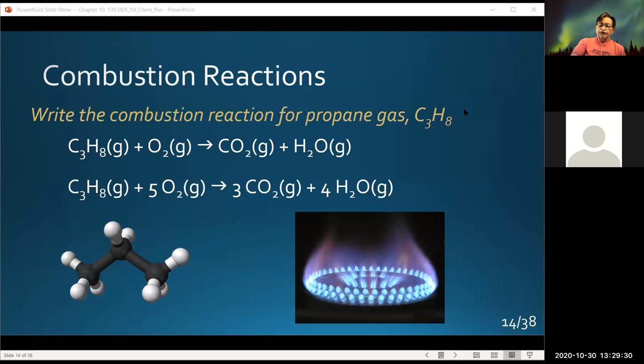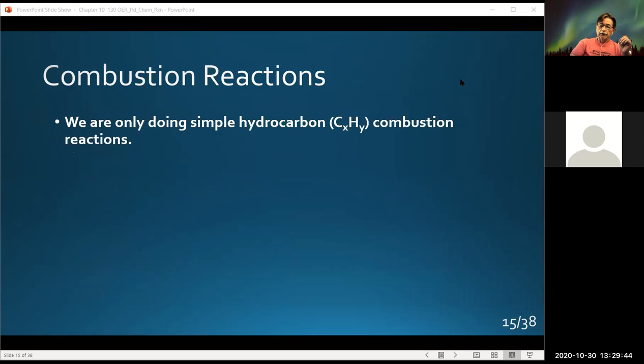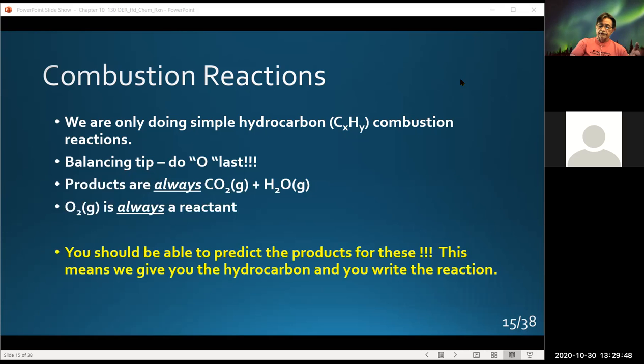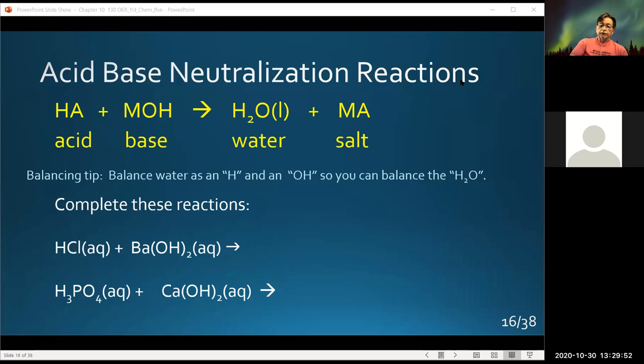So this is a combustion reaction. Combustion of hydrocarbons requires oxygen. The only 2 products are carbon dioxide and water. Balance them by carbon, hydrogen, and then oxygen. And that's what this slide does. This is a summation of what I just finished talking about.